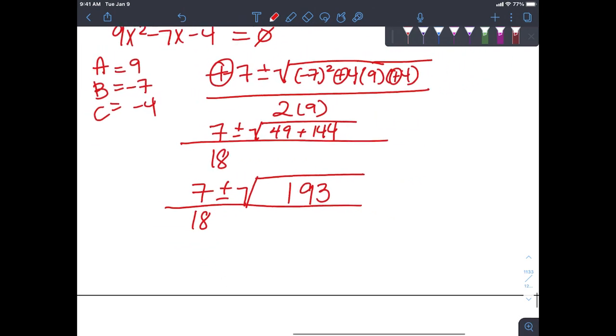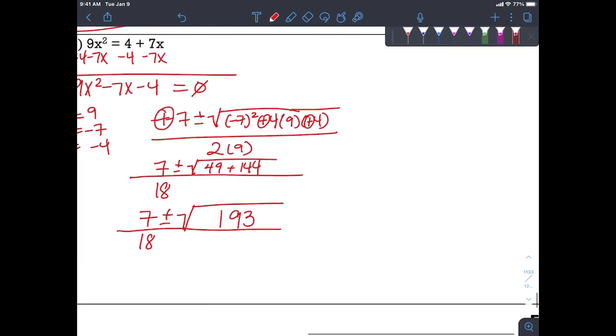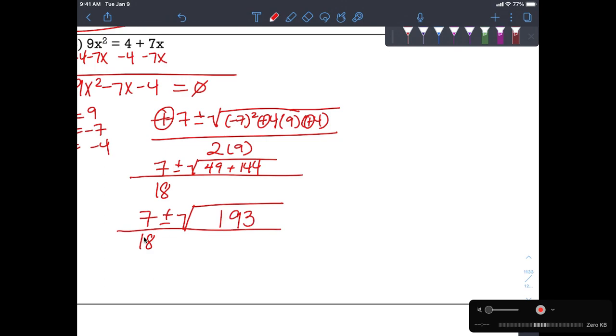Okay? So my two answers are going to be 7 plus the square root of 193, all divided by 18, or 7 minus the square root of 193, all divided by 18. So I have those two solutions. Now, this is as exact as it can get. We don't have to worry about our decimal not being accurate. This is as exact as it gets.